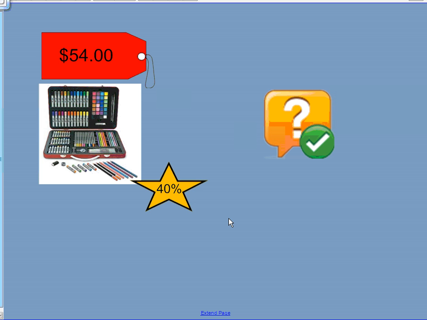All right, so I know that was a lot of information with markups and discounts. A lot of it just stems from the percent of change, so just think about it that way and it should be a little easier for you. If you have any questions, please bring them to class tomorrow. Otherwise, be prepared to work on this tomorrow as a class.